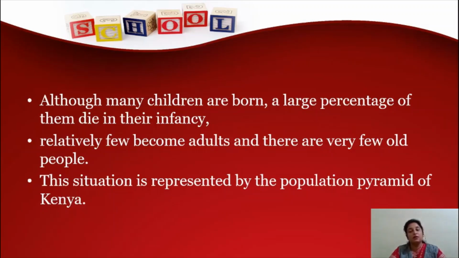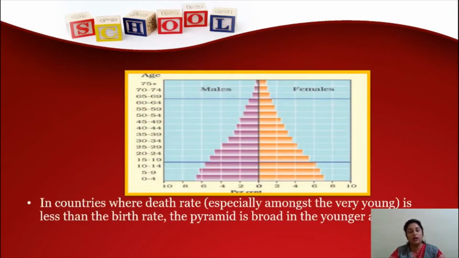Now this population pyramid structure represents an underdeveloped country. If you want to show the structure of an underdeveloped country, this is how the population pyramid will look. Next is the population pyramid of India. In this, we can see that the base of the population pyramid is less narrow.